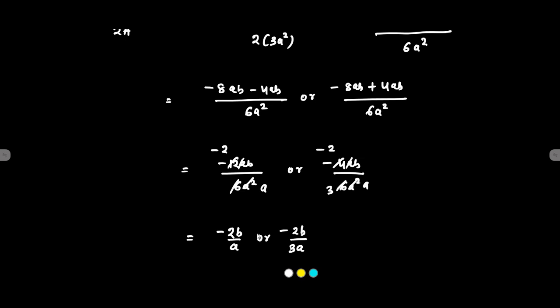Okay, so the two roots of the quadratic equation, they are minus 2b by a or minus 2b by 3a. Okay, these are the two roots, minus 2b by a and minus 2b by 3a.